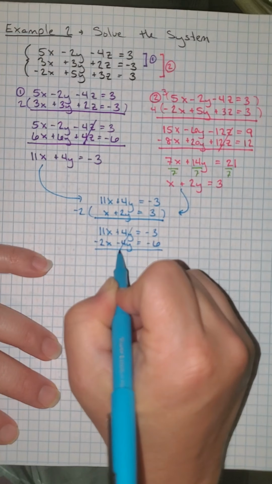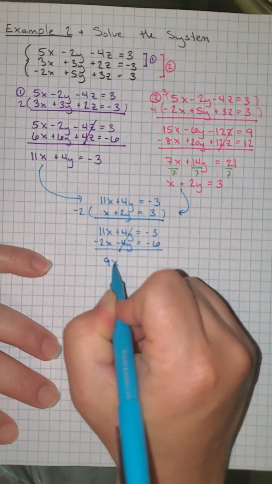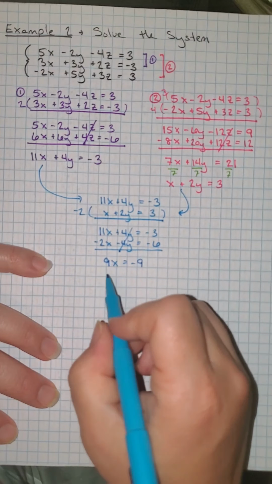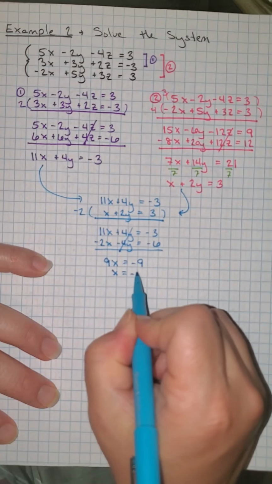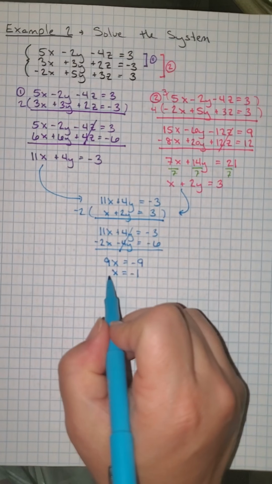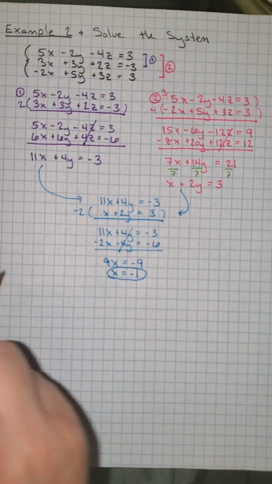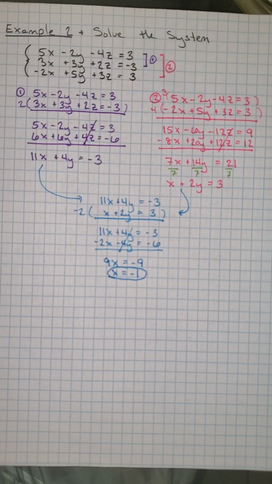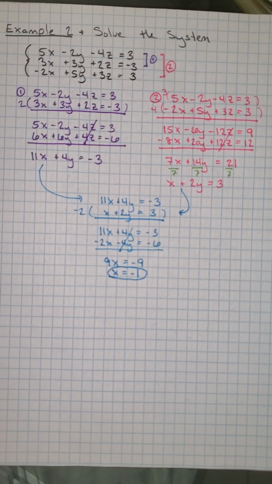Because now the y's will cancel. You have 9x equals -9. Divide by 9, so you get x is -1. Alright, so now we have one answer. Now you just work your way back up till you find another answer.